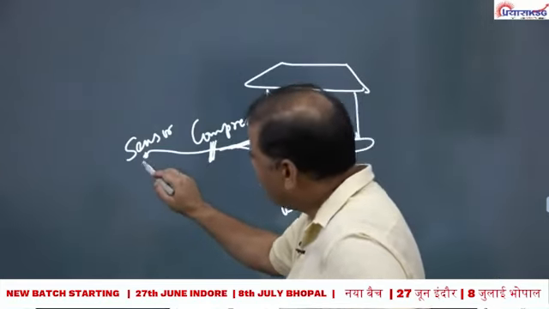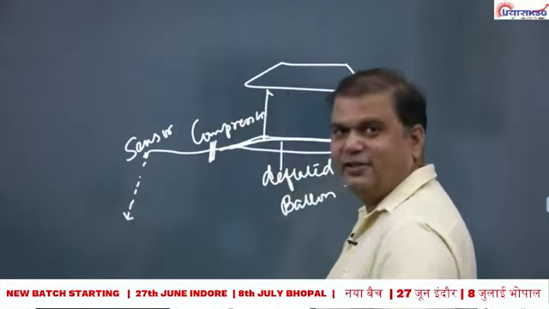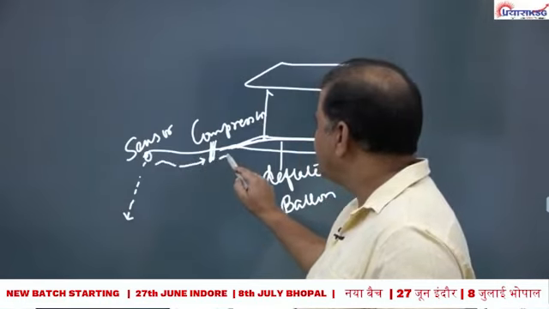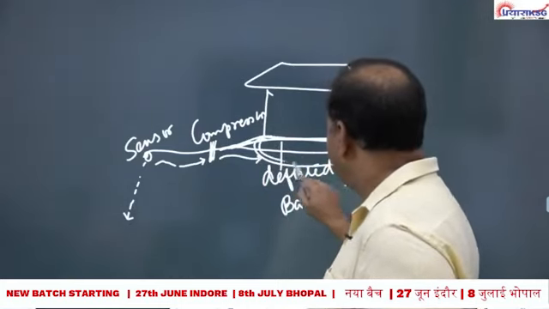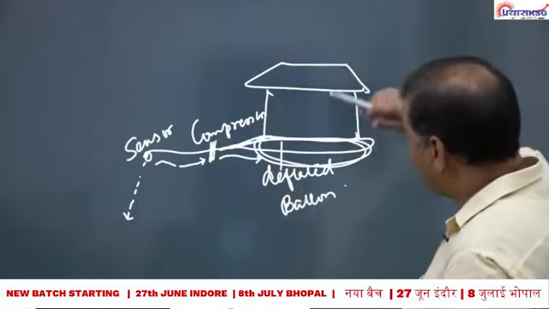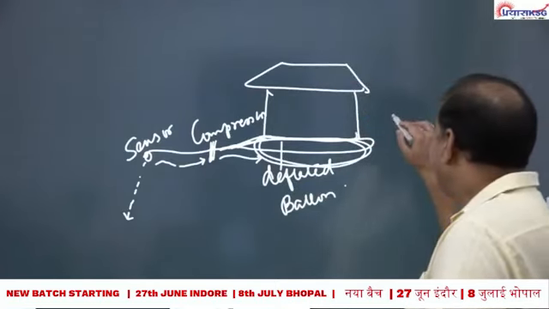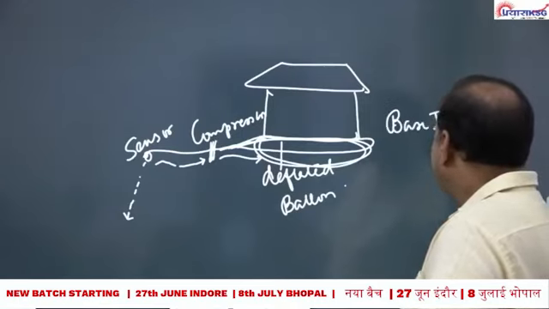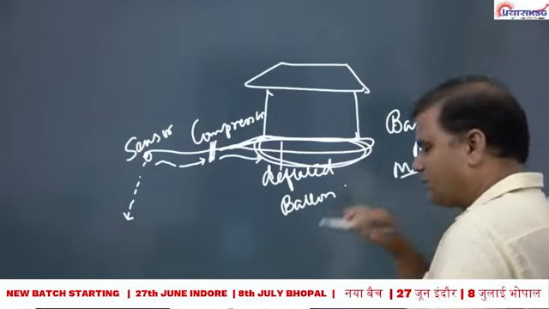This sensor is responsible for sensing seismic activities. When it senses seismic activities, it sends a message to the compressor, and the compressor is responsible for filling this balloon with air. So when the balloon is filled with air, what will happen? The house would float on the balloon but won't get damaged. So this is nothing but an example of what? Base isolation technique. Base isolation method. Clear? So this is the base isolation method, the first method of developing earthquake resistant buildings.